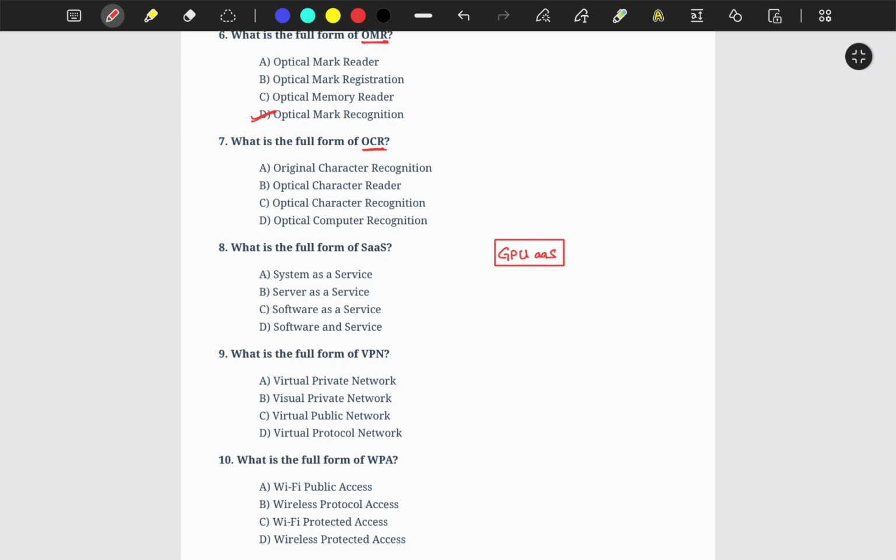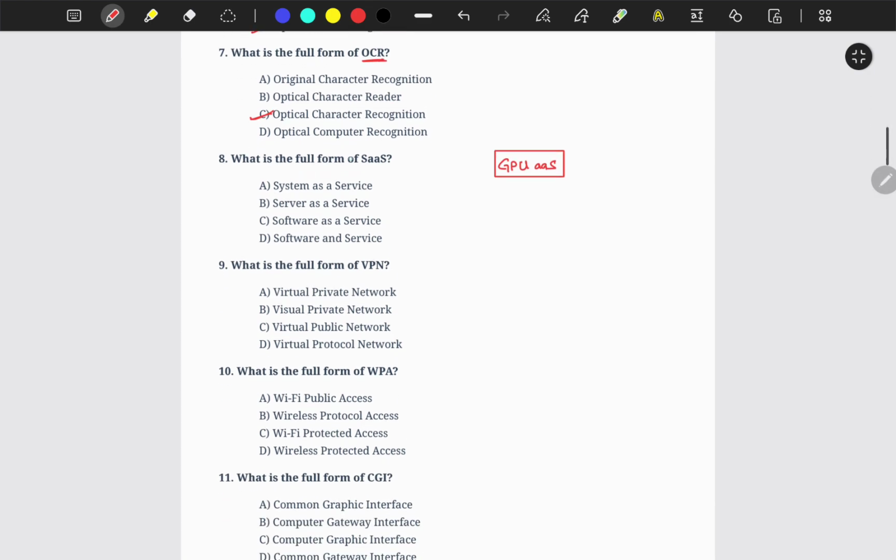The correct answer is Optical Character Recognition, option number C. The full form of SaaS. This is important. What is the full form of SaaS? System as a service, server as a service, software as a service, or software as and service. Question number 8. The correct answer is option number C, software as a service.